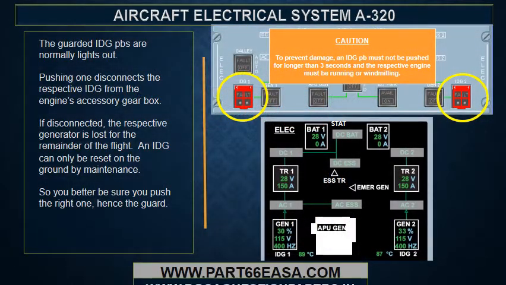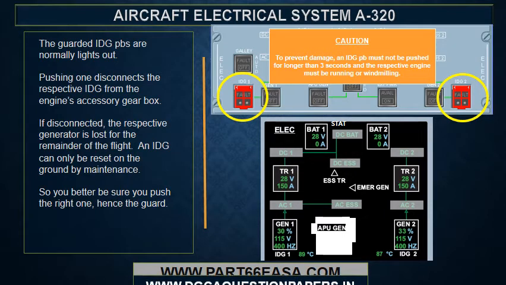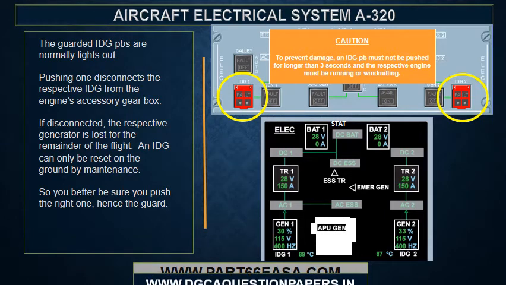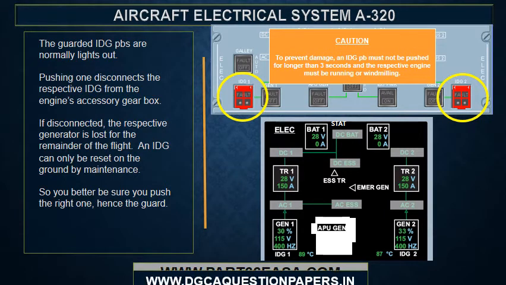The guarded IDG push buttons are normally lights out. Pushing one disconnects the respective IDG from the engine's accessory gearbox. If disconnected, the respective generator is lost for the remainder of the flight. An IDG can only be reset on the ground by maintenance, so you better be sure you push the right one, hence the guard. Caution: to prevent damage, an IDG push button must not be pushed for longer than 3 seconds, and the respective engine must be running or windmilling.